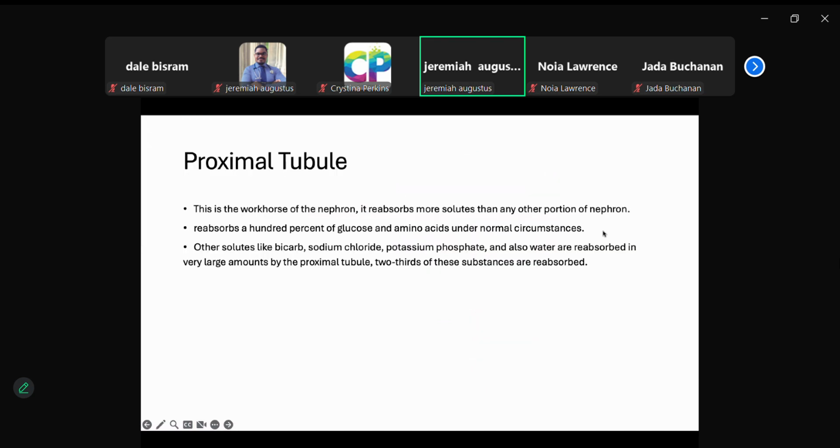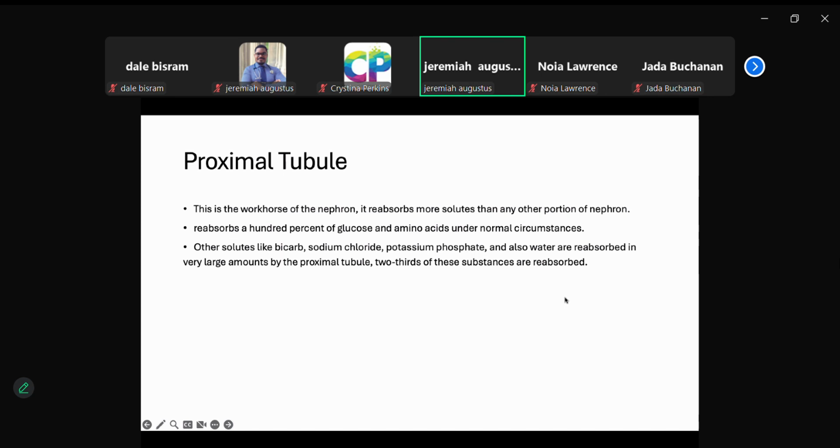First, I'm going to do the proximal convoluted tubule. Now, let me tell you something. If you don't have a proximal convoluted tubule, you're dead, practically. The proximal convoluted tubule is responsible for the absorption of most of the solute. So if you don't have one, go lie down six feet under, right? This is the workhorse of the nephron. It absorbs more solute than any other part of the nephron.